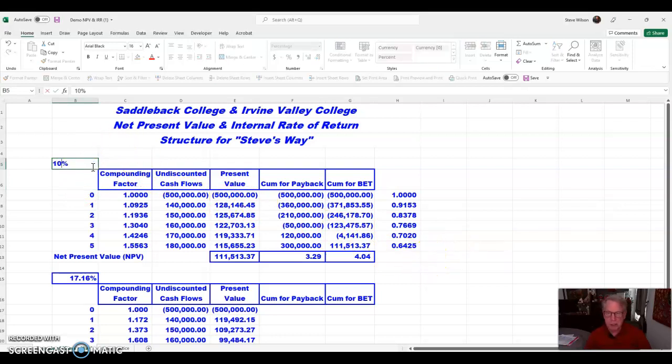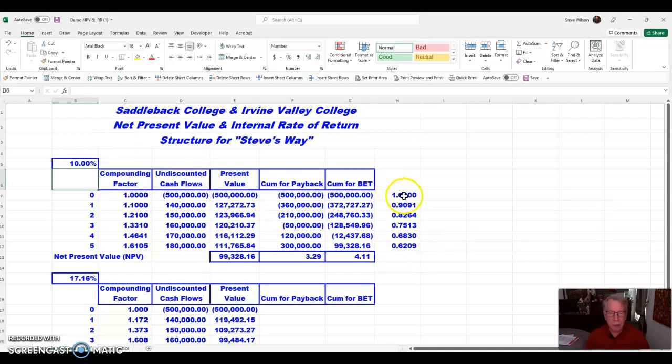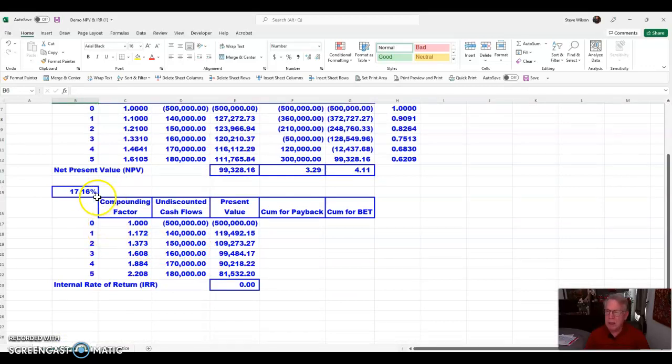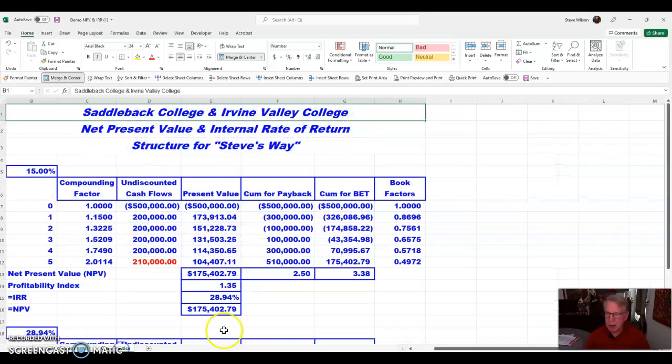Anyway, I'll change this back to 10%, and those you will find. We calculated the internal rate of return the same way that we used in Steve's way. So I won't spend any more time on that, but I thought you would appreciate it.